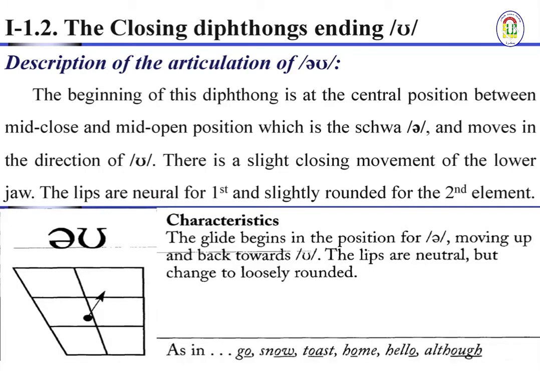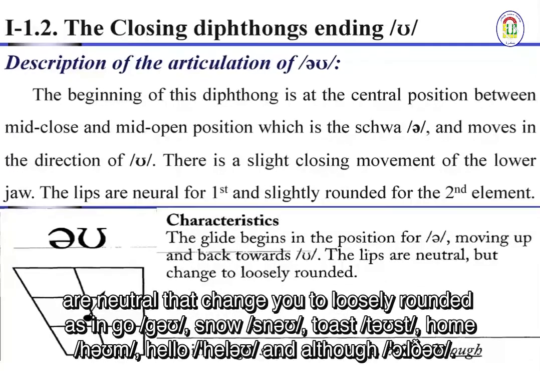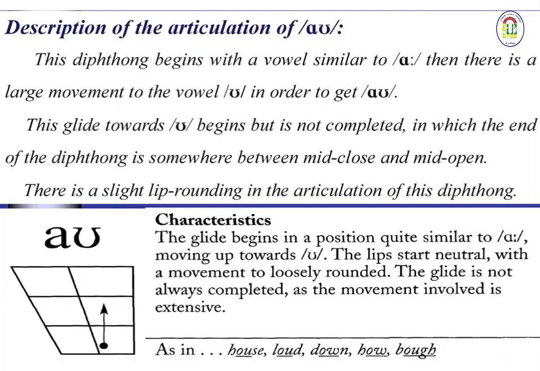Characteristics of O. The glide begins in the position for schwa, moving up and back towards U. The lips are neutral but change to loosely rounded, as in go, snow, toast, home, hello, and although.